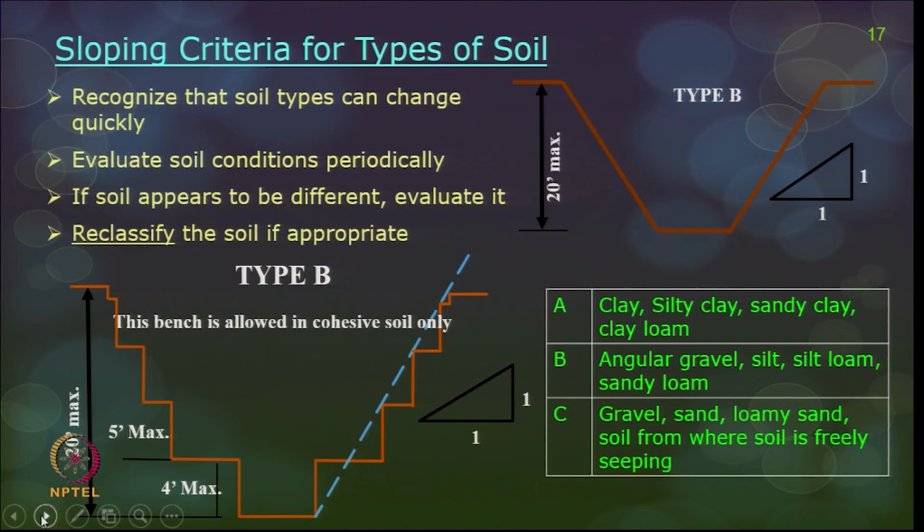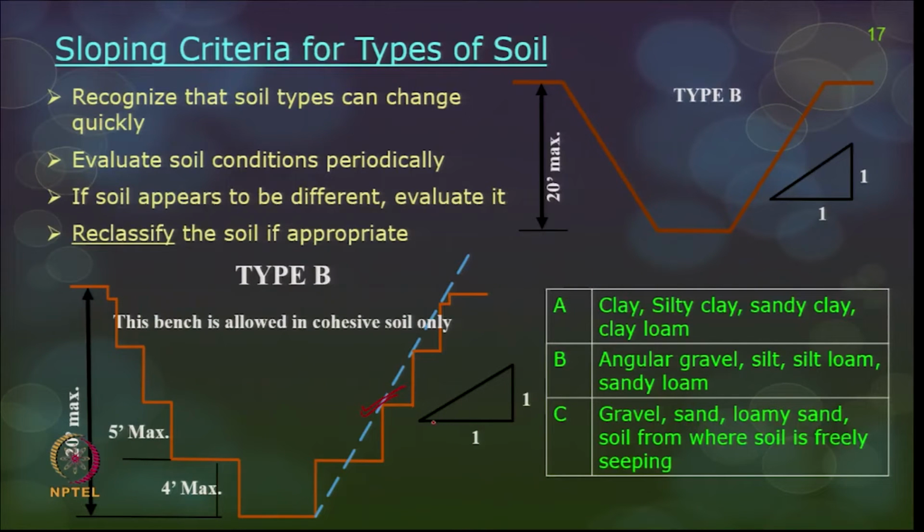A is primarily clayey soil, silty clay, sandy clay and so on. B is angular gravel, silt or silt loam and sandy loam, and C is primarily gravel, sand, loamy sand soil, or soil where water is freely seeping away. Now, if you see here, this is also another picture to show benching.